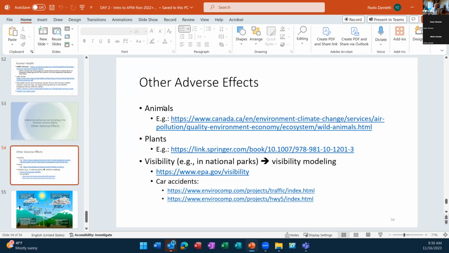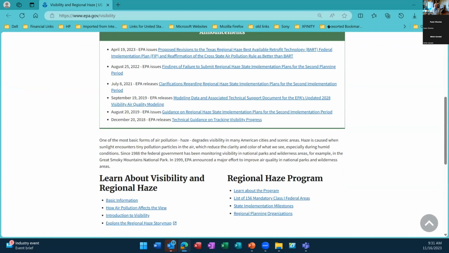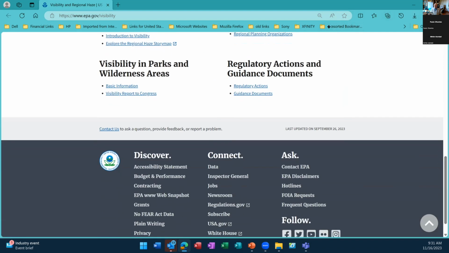Other adverse effects are on animals, on plants, on visibility. There is a section here of the EPA on visibility that you may be interested in examining, especially regional haze. That's what we don't want. We don't want to visit the Grand Canyon and see haze caused by sulfates, by air pollution. So there are a lot of regulations in the United States protecting visibility, and there are also visibility models that have been developed to calculate the amount of visibility impairment due to different levels of air pollution. One of these models is PlumeVis.